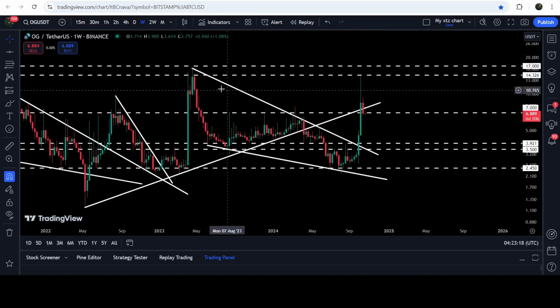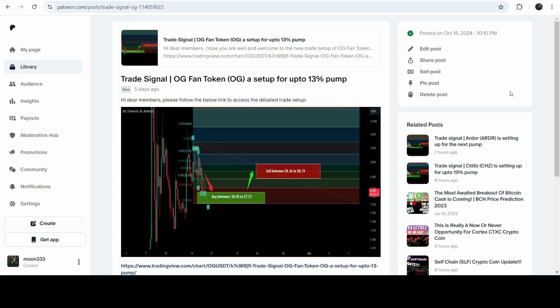And in today's video, we will analyze this breakout once again. And I would also like to share with you my most recent trade signal for OG Fan Token that I shared almost 5 days ago with my members.